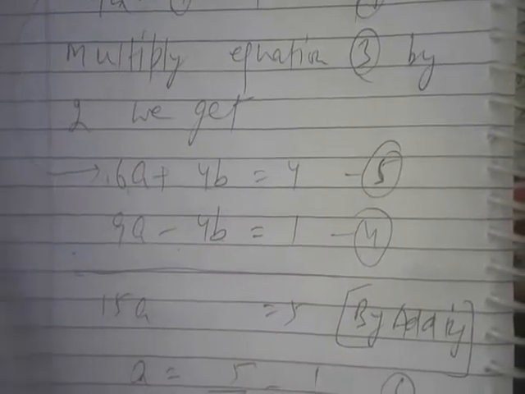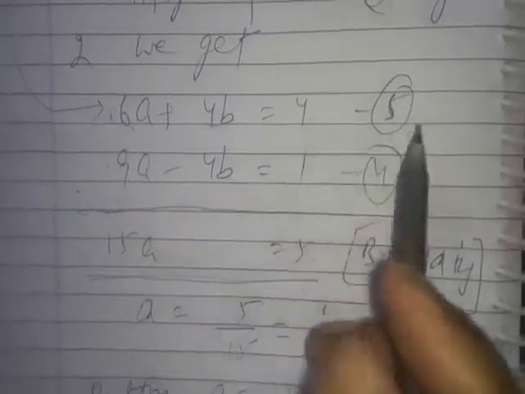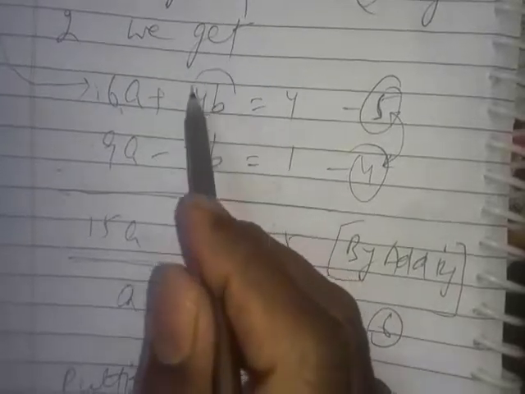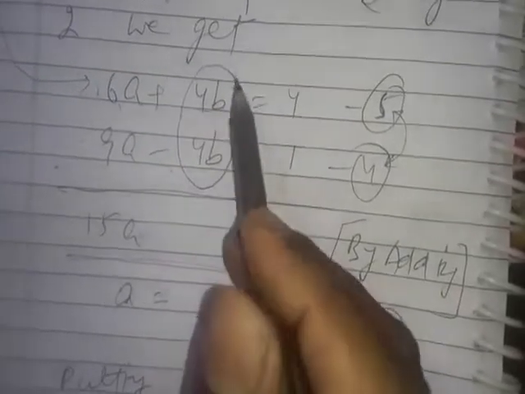Now by adding them, we get 4b and minus 4b cancelled out. What is left? Since these two have the positive sign, 6a plus 9a will be added. It becomes 15a. It is also having the plus sign, so plus plus becomes plus, and 4 and 1 when added becomes 5. Now 15a is equal to 5, which we have obtained by adding equation 5 and equation 4. These two equations have been added because the variables whose numerical coefficients are equal carry opposite signs.